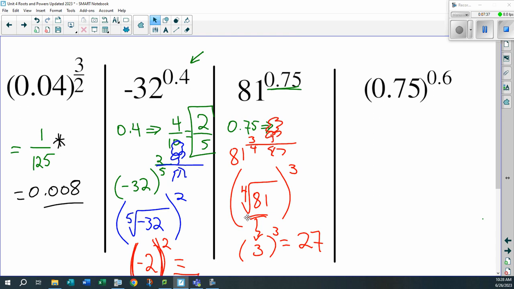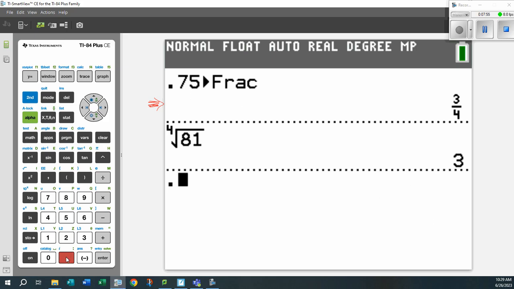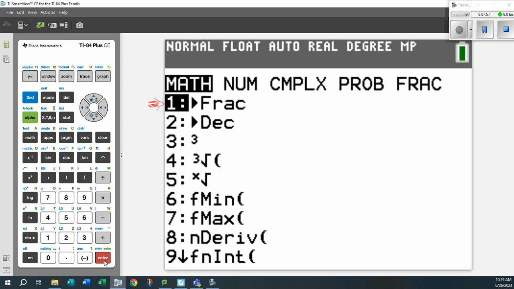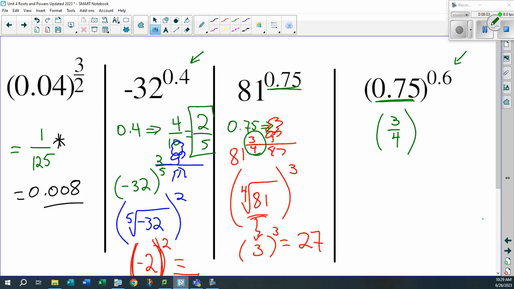Here we go again. Last question. This one's, again, nasty. Take a look at this. 0.75. Well, thankfully, we did it here. We know 0.75 is 3/4. Well, that's easy enough to do. But what's 0.6? I don't know. Wasn't that 6/10? Yeah. Or you can go 0.6, math frac, and done. 3/5. Oh, cool. Okay. So this is 3/4 to 3/5.